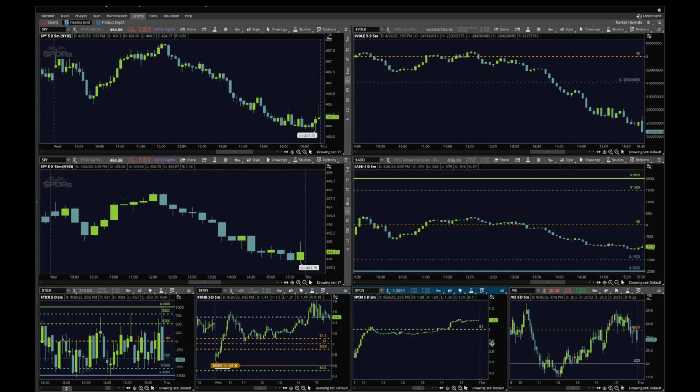The other kind of volume that I find to be very important is the volume of the derivatives market or the options market.